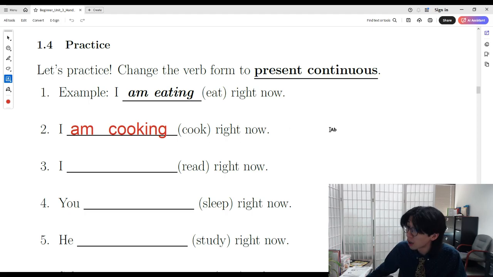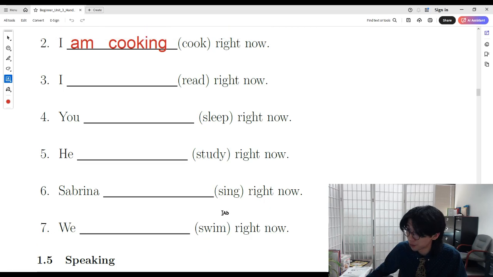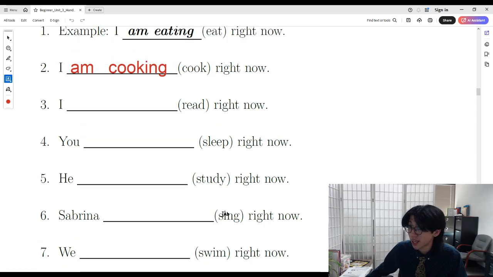So work on the rest from number 3 to number 7 on your own and follow along the video.